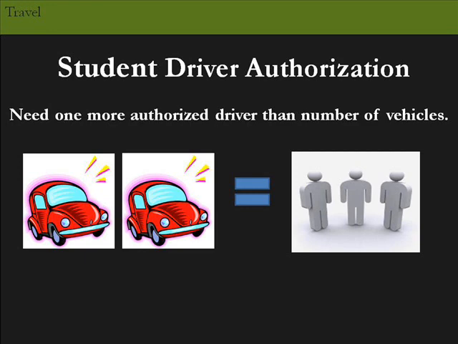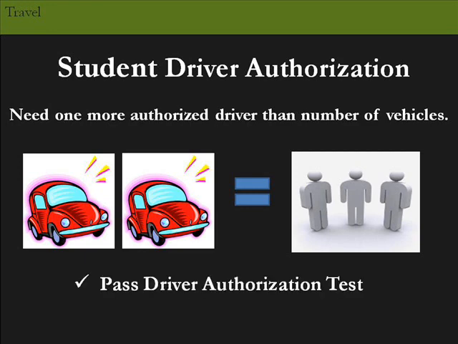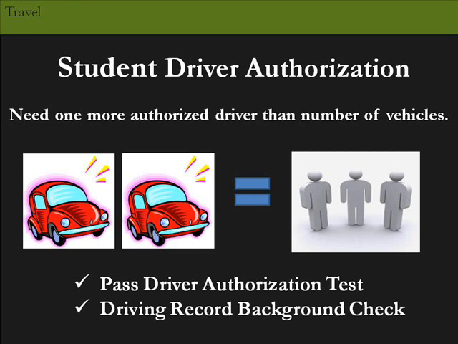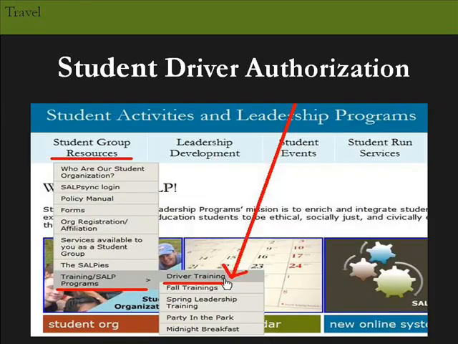In order for yourself or one of your group members to become an authorized driver, you will need to pass a driver authorization test and have a background check of your driving record done. To view the times and locations for the driver's training classes, visit the SALP website and under the Student Group Resources link at the top left of the page, go down to Training and then to SALP Programs and click on Driver Training. Once you have passed your driver's training and had a background check done, you can fill out an authorized driver certification request on SALPsync under the Forms tab.